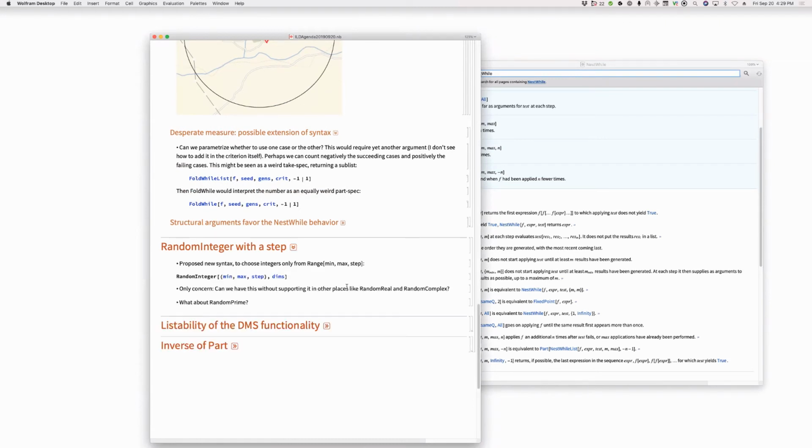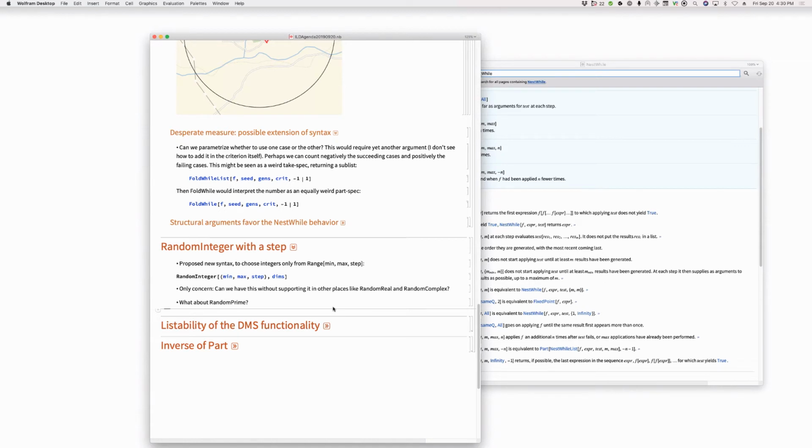Next, random integer with a step. Yeah, I was suggesting this. Yeah, and the integer case seems very clear and useful. The only concern is the fact that it cannot be extended to other cases, because I don't think this can be used in the continuous case.